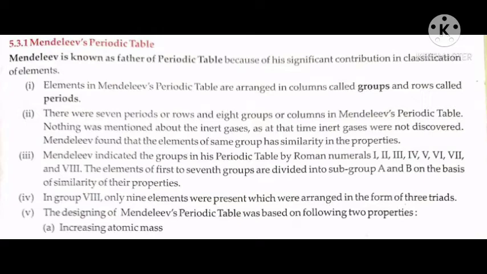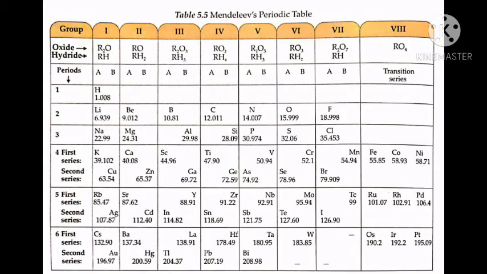The designing of Mendeleev's periodic table was based on the following 2 properties. One is increasing atomic mass. Second, elements having similar chemical properties, that is, having the same formula of hydrides and oxides, should be grouped together. Mendeleev left gaps for the undiscovered elements to make the periodic table systematic.